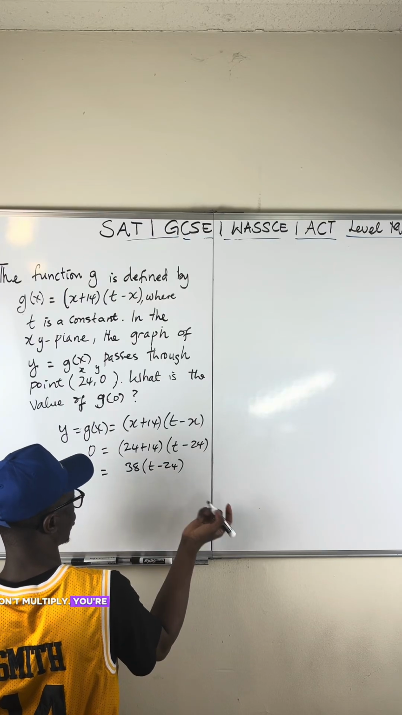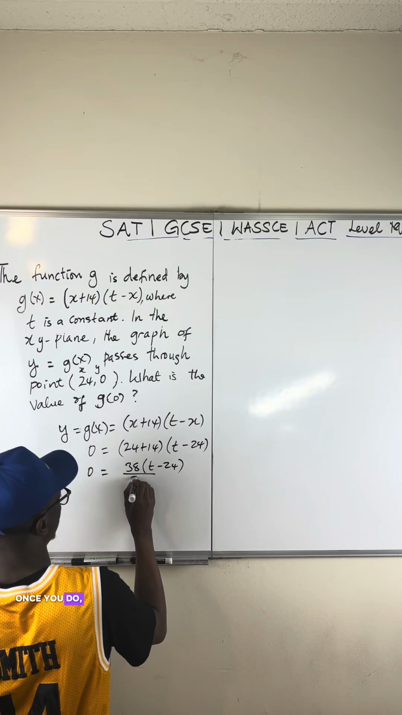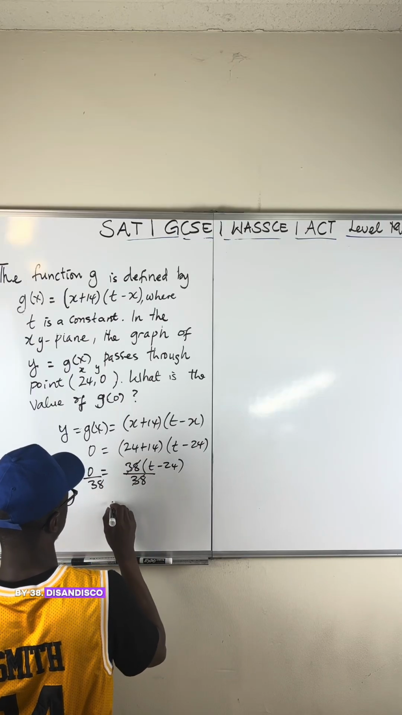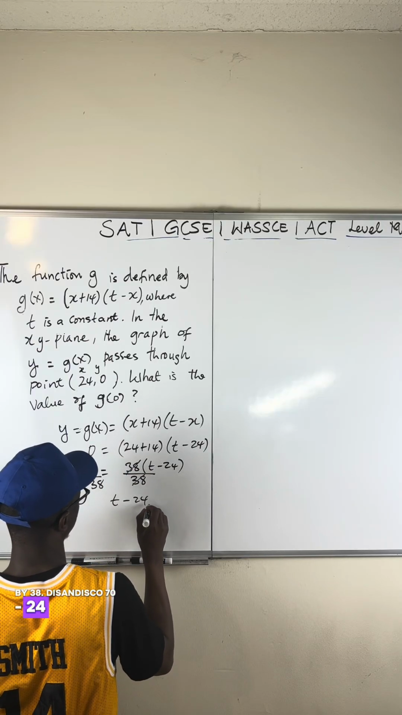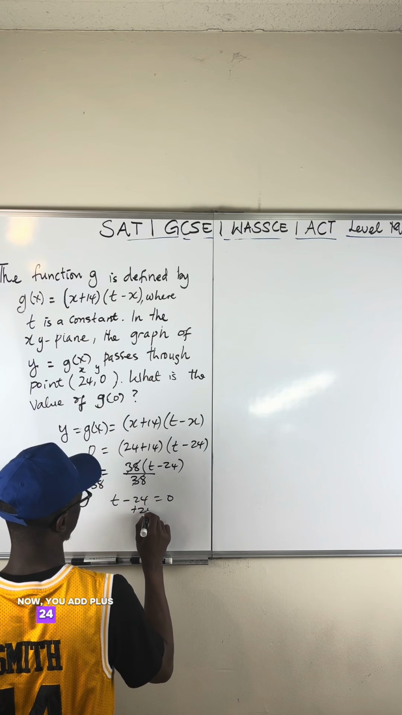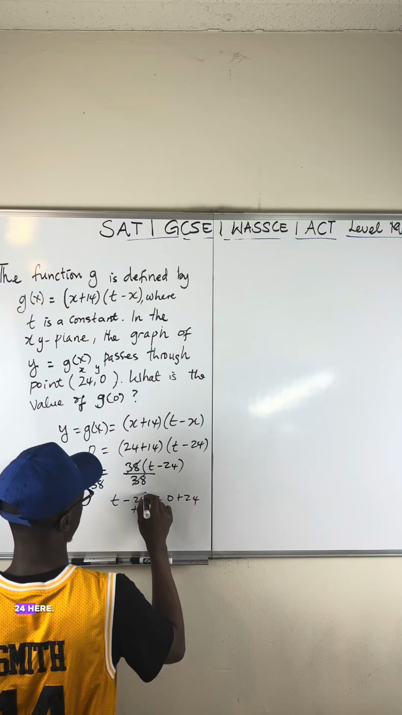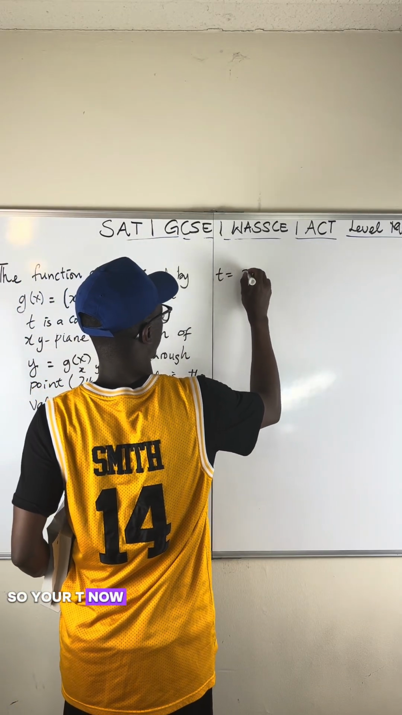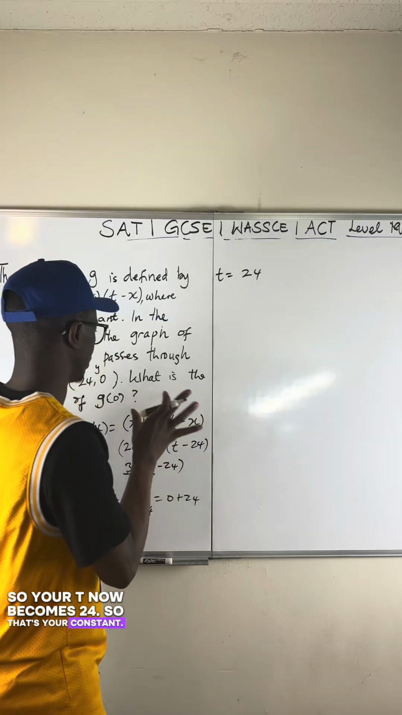Don't multiply, you're going to waste your time. What you do, divide here by 38. This and this go, and you get t minus 24 equals 0. Now you add plus 24 here, this and this go. So your t now becomes 24. So that is your constant.